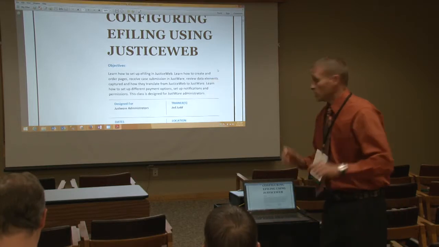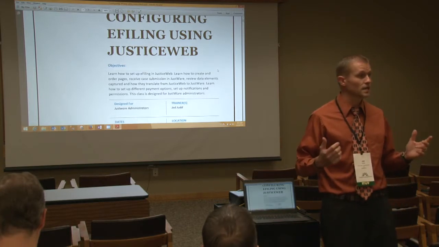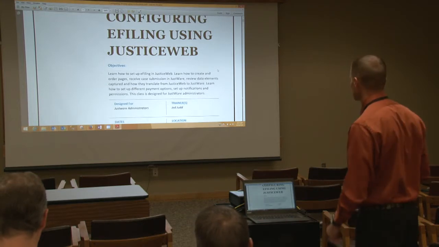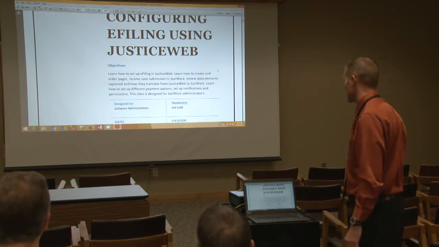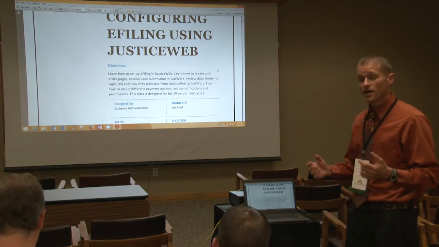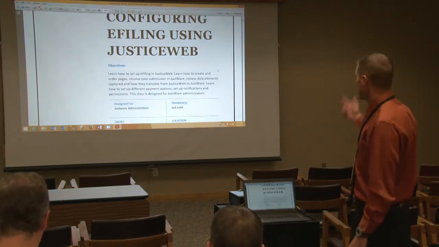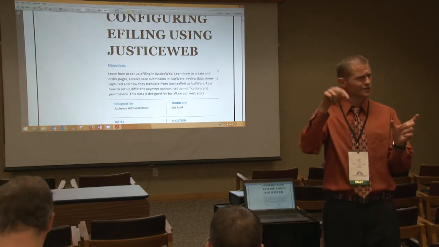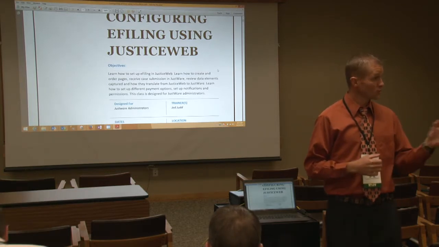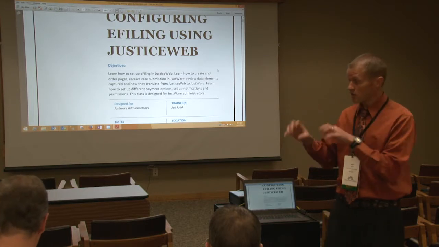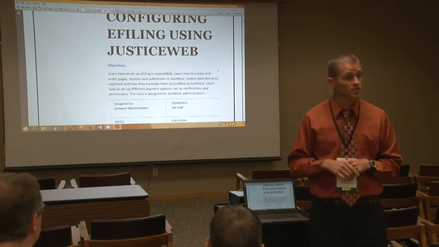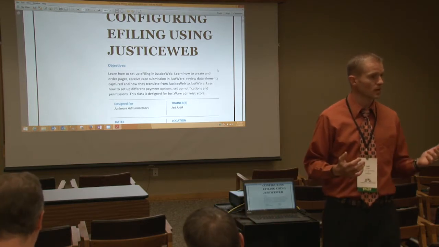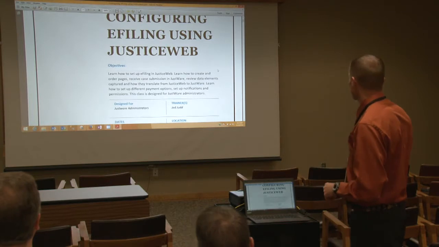All right. Here are our objectives for the class. That's where we're going to go. I appreciate your comments and questions. Learn how to set up e-filing in JusticeWeb. We're going to learn how to create and order those pages, and how to receive case submissions in JustWare. Review: when we have a submission, how does that translate into JustWare? Because that's what we're doing, right? We're just offloading from our clerks, our people, entering the information into JustWare. We're exposing those elements by the web, allowing somebody to log in and browse.